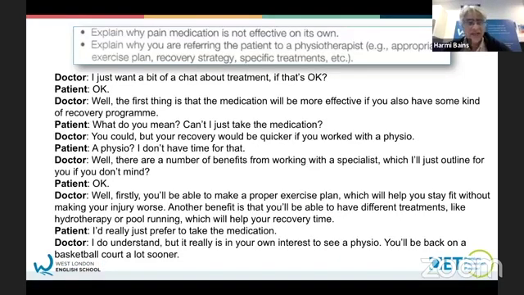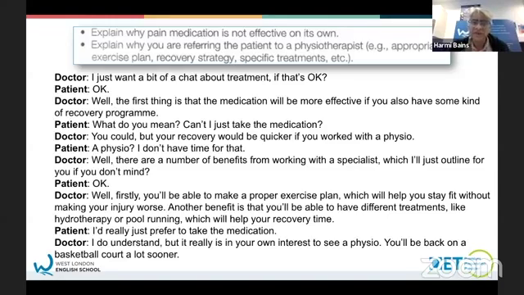Okay, so they say, I just want a bit of a chat about treatment, if that's okay. Patient says, okay. Well, the first thing is that the medication will be more effective if you also have some kind of recovery program. Okay, the patient says, what do you mean? Can't I just take the medication? You could, but your recovery would be quicker if you worked with a physio. A physio? I don't have time for that.